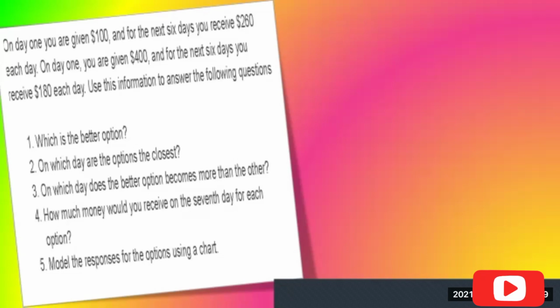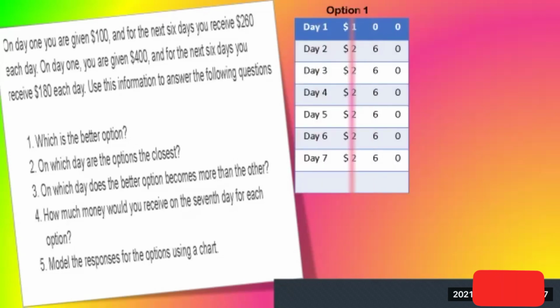So our first question is, which is the better option? One way that we can solve this is we could create a table to show the amount of money received each day. So here for option one, we have day one, and on day one, we received $100. On day two, we received $260, and we continue to receive $260 on day 3, 4, 5, 6, and 7. As it did say, for the next 6 days, we will receive $260.